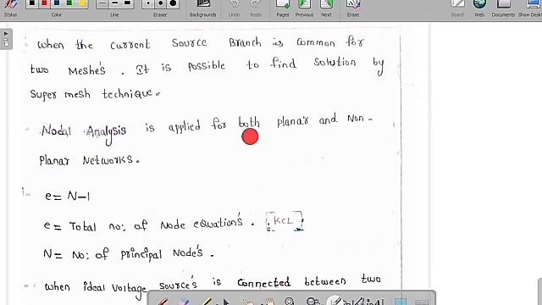Nodal analysis is applied for both planar and non-planar networks. Mesh analysis is only applicable for planar networks but not for non-planar networks, but nodal analysis is applicable for all planar networks and also for non-planar networks. The number of nodal equations is equal to the total number of nodes minus 1, so E is equal to N minus 1, or we can simply say that the number of KCL equations is equal to the number of nodal equations, whereas N is the total number of nodes present in that circuit.